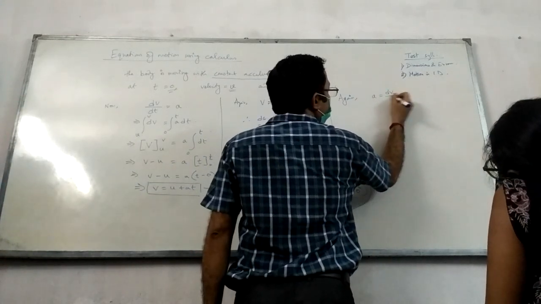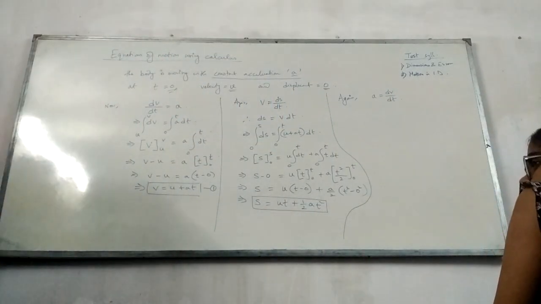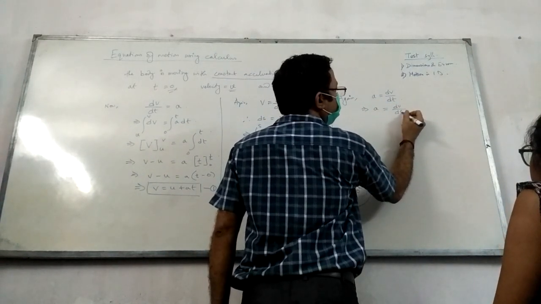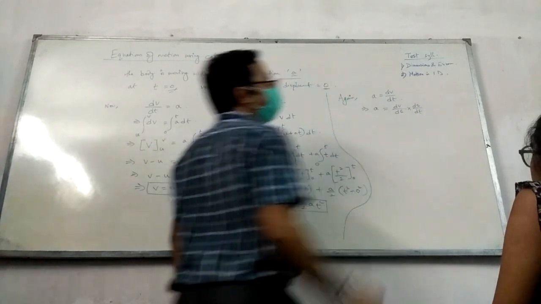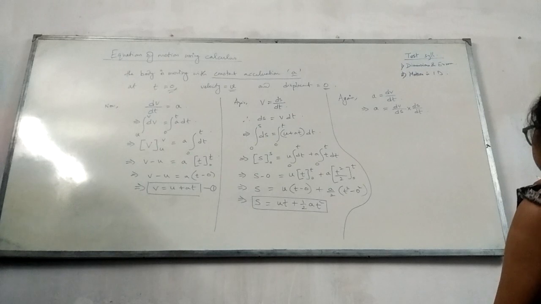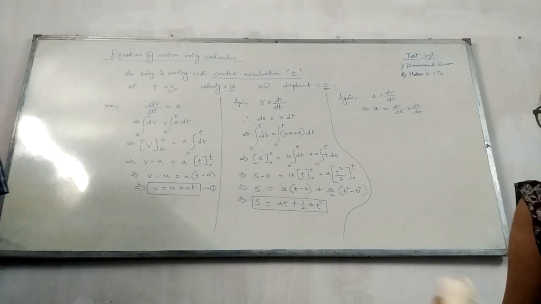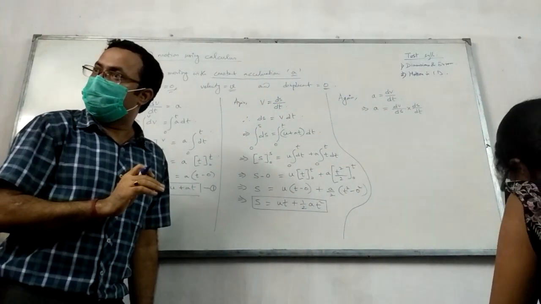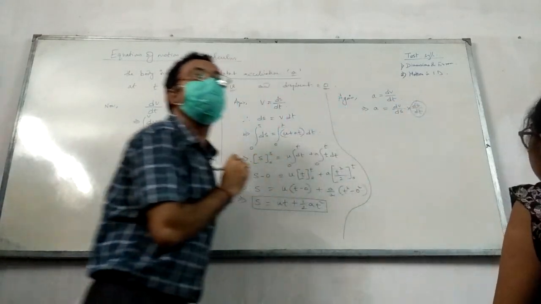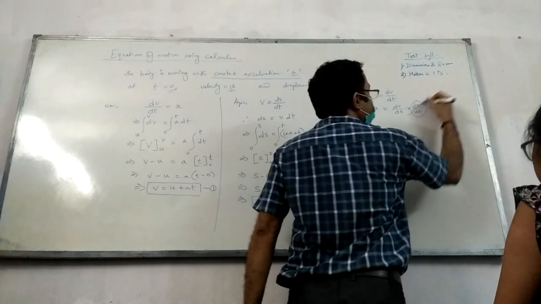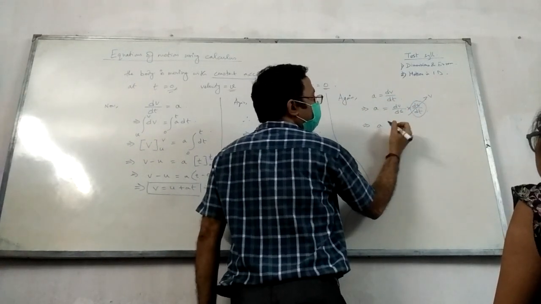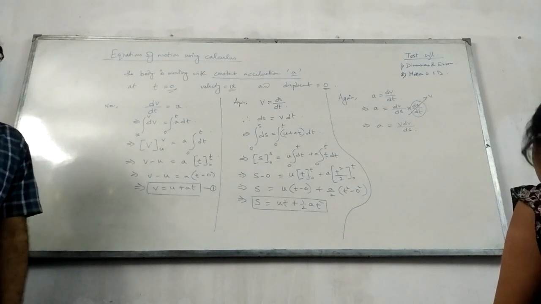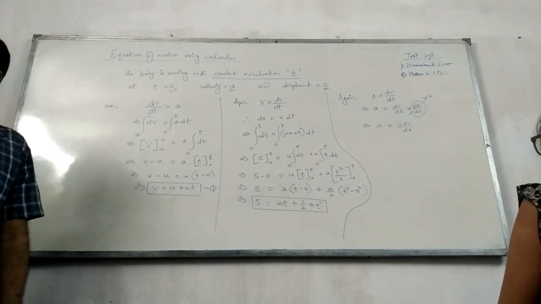a equal to dv by dt, acceleration, starting from the initial value. Now, see, I'm making a small change. Can I write it like this? Yes, multiplying and dividing by ds: dv by ds into ds by dt. Now, what is ds by dt? Velocity. So this expression becomes a equals v dv by ds. Can I write this? Everyone agree with me?